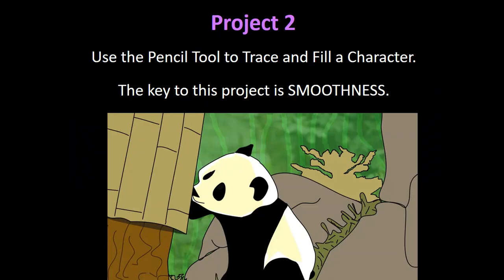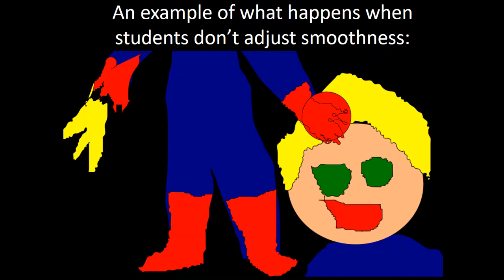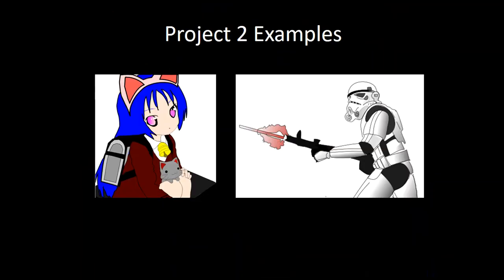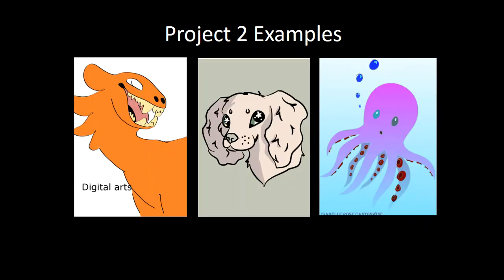Project 2, the trace and fill a character. This is a big one. And the key to using the pencil tool is smoothness. Yes, it's a pretty big deal because if you don't adjust your smoothness, your art is going to look like this and you are going to feel absolutely miserable just getting this pathetic looking design. Seriously, when you adjust the smoothness, it's like, wow, it doesn't matter what I do, it looks good. So here are some examples of what I mean. Beautiful.